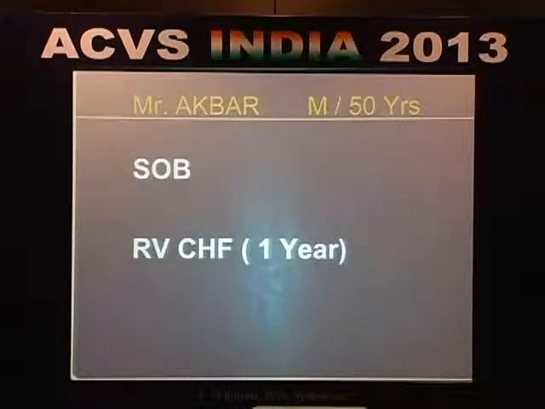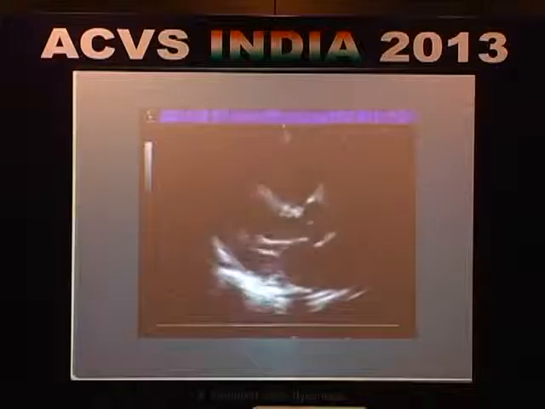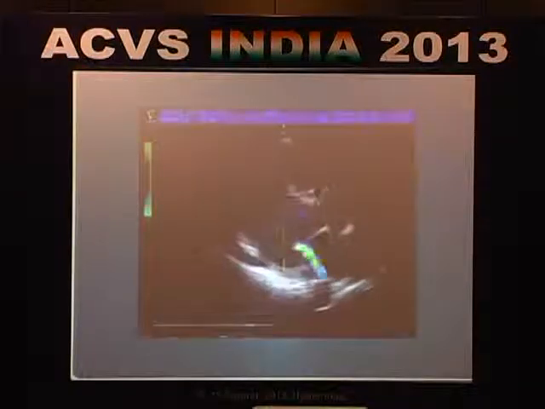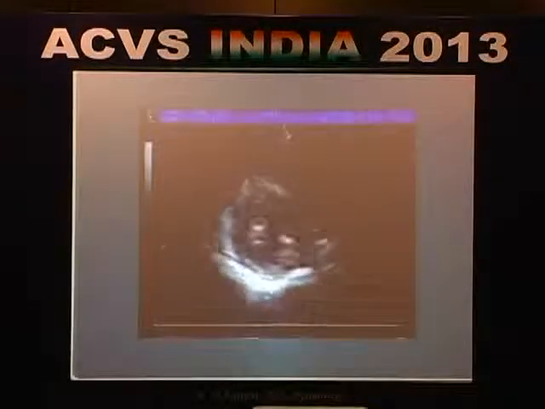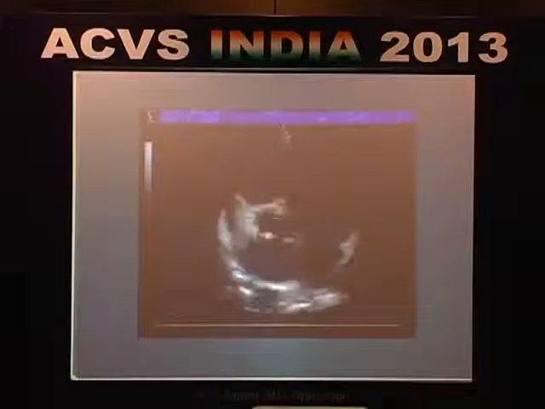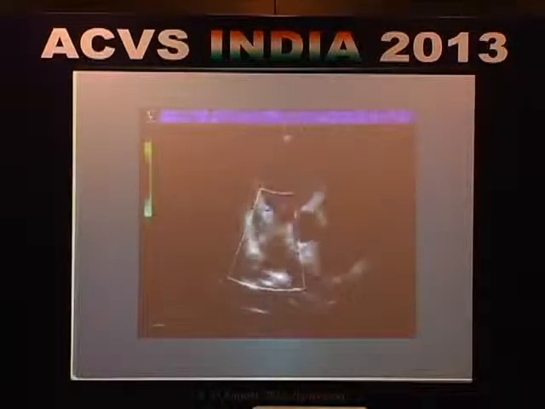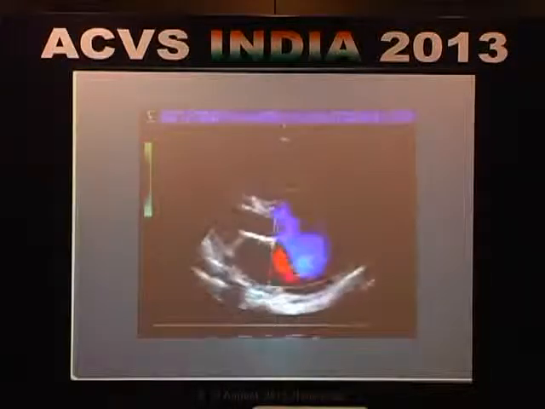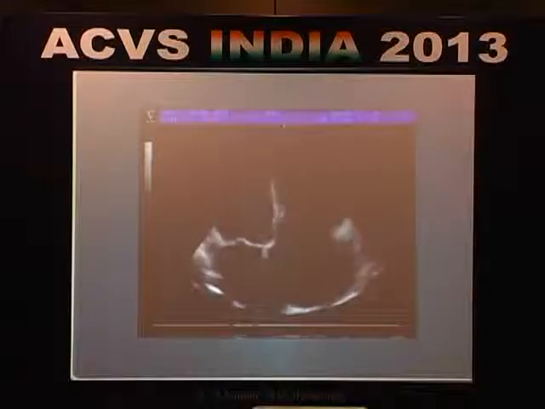A 50-year-old male came to us with shortness of breath and isolated right ventricular congestive heart failure of 1 year. This is a patient with carcinoid heart disease. Remember, carcinoid is not a common disease, I do understand, but I am showing it because it is so classical. When you look at the echocardiogram, it's a very classical finding and pathognomonic.